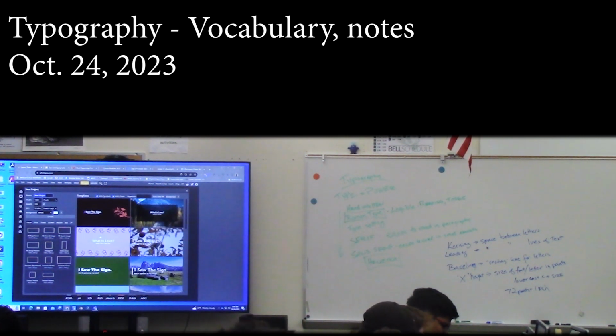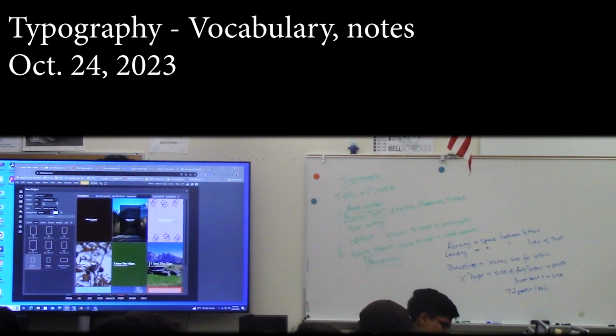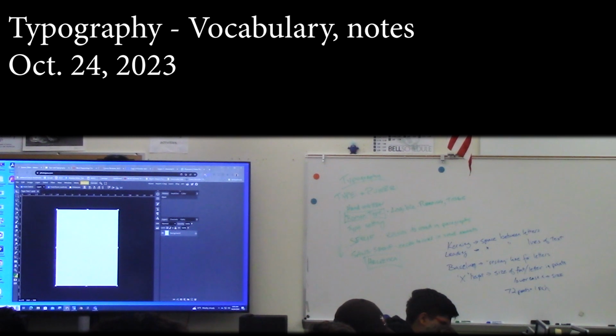So I'm going to call this new project Type Test 1. And I'm going to go to print, I'm going to go to letter, I'm going to change millimeters to inches. My background is going to be white. So Type Test 1, and I click create. And there I am. I'm ready to rock and roll.